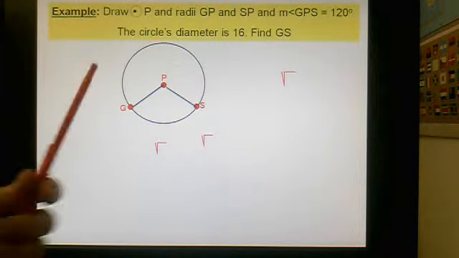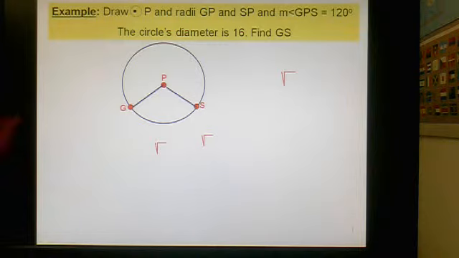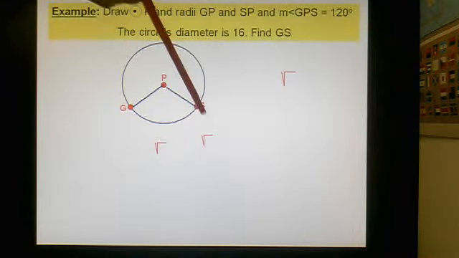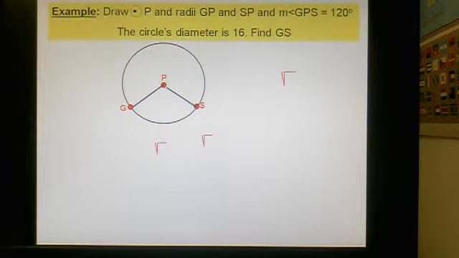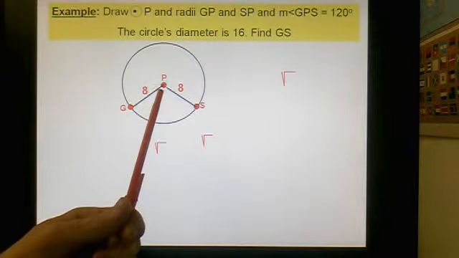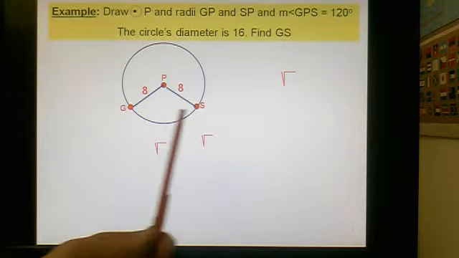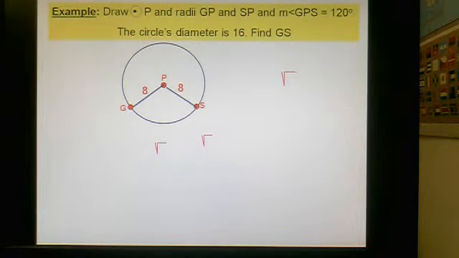So as you read through the whole thing, it's a good time to pause, like I said, but see the circle's diameter is 16. How long is GP and PS if the circle's diameter is 16? Of course, those are both 8 because radius is half the diameter. This angle's 120 because it was given. And it's asking you to find GS. It's asking you to find that distance across there.